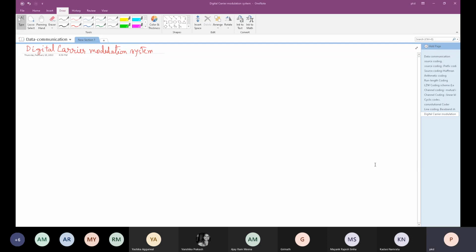Good afternoon, everybody. So today we shall start a topic that is digital carrier modulation system. After this, of course, we will do a little bit of detection before going to the networking. Now, carrier is typically in the electrical domain. It is a high frequency.